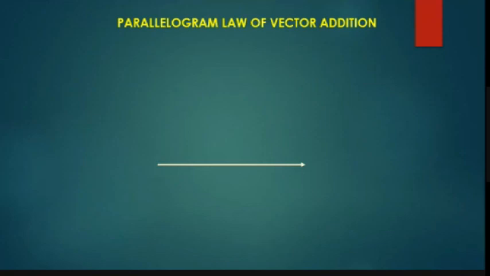Here I have vector A and I have vector B. I want to add vector A and vector B. Instead of keeping the tail on head, in this case, I will keep tail and tail together. Now it says that parallelogram. So I have to complete the parallelogram. You know what is parallelogram? Opposite sides are equal and parallel.